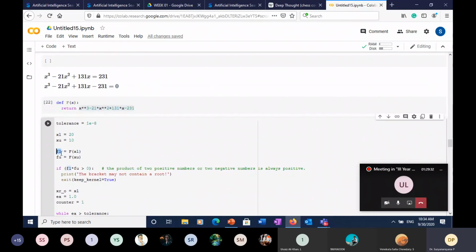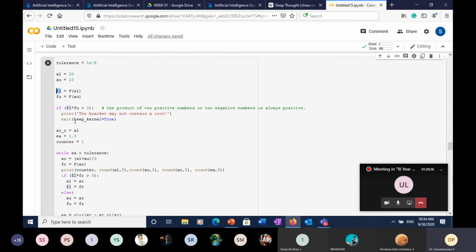Now, how do you ensure that the function value has opposite signs at these 2 points? I think in the last class I told you the way to find out whether two numbers have the same sign or different signs is to simply multiply them. If the product is positive, then that means these two numbers which you have multiplied, either both of them are negative or both of them are positive. Only in that circumstance, you'll get the product to be positive.